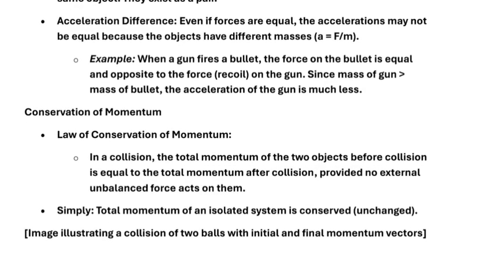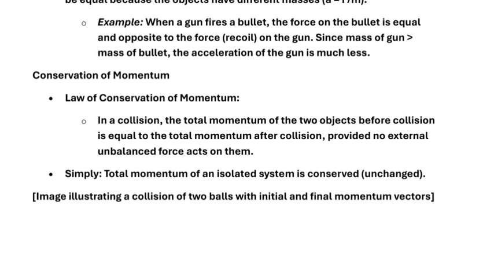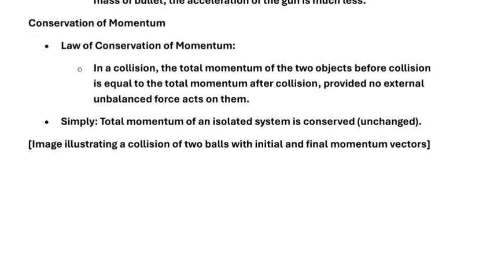Acceleration difference: even if forces are equal, the accelerations may not be equal because the objects have different masses, a = F/m. For example, when a gun fires a bullet, the force on the bullet is equal and opposite to the force, recoil, on the gun. Since the mass of the gun is much greater than the mass of the bullet, the acceleration of the gun is much less.